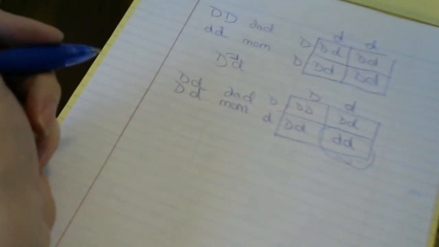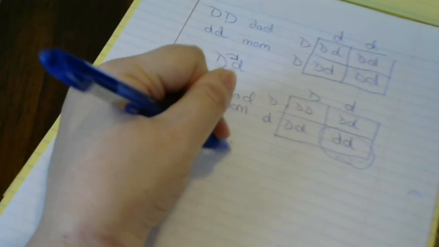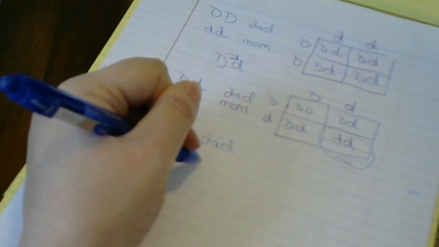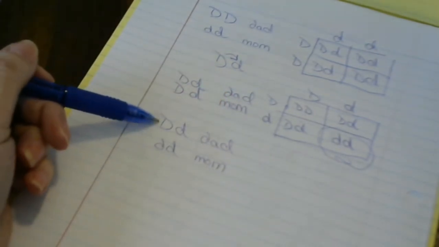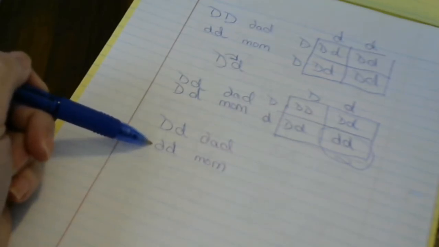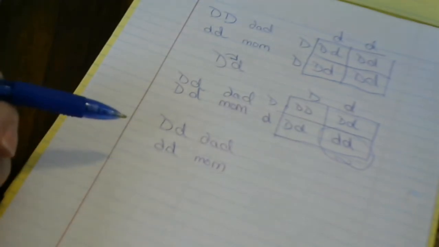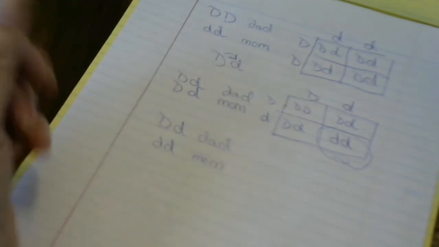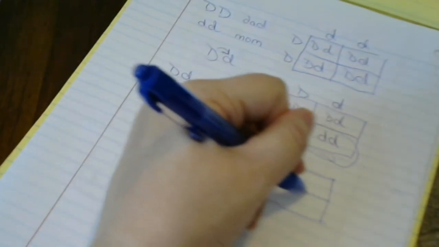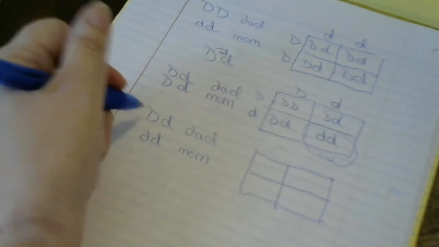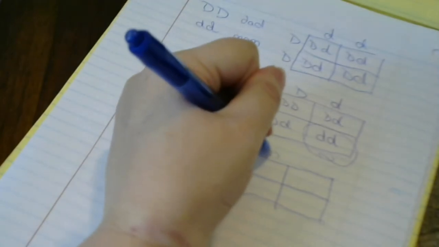Okay, let's do one more. Big D, little d. Okay, and then little d, little d. Okay, so what that means is that dad is not deaf, but mom is. Because mom has two recessives. There's no big D to say you're not going to be deaf. Okay, so let's do our Punnett square. So you have dad is deaf, mom is not. I'm sorry, dad is not deaf, mom is. So let's put dad here and mom here.